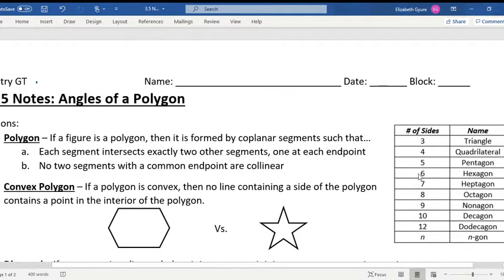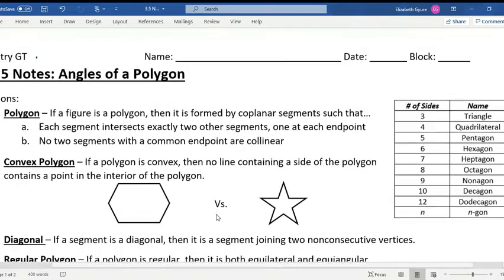Some new ones might be that a 7-sided shape is a heptagon. An 8-sided shape, you should know that's an octagon. 9-sided is nonagon. 10-sided is decagon, and 12-sided is dodecagon. Anything that is not on this list, we would just refer to it as an n-gon, where n is the number of sides, so a 13-gon, a 20-gon, things like that.